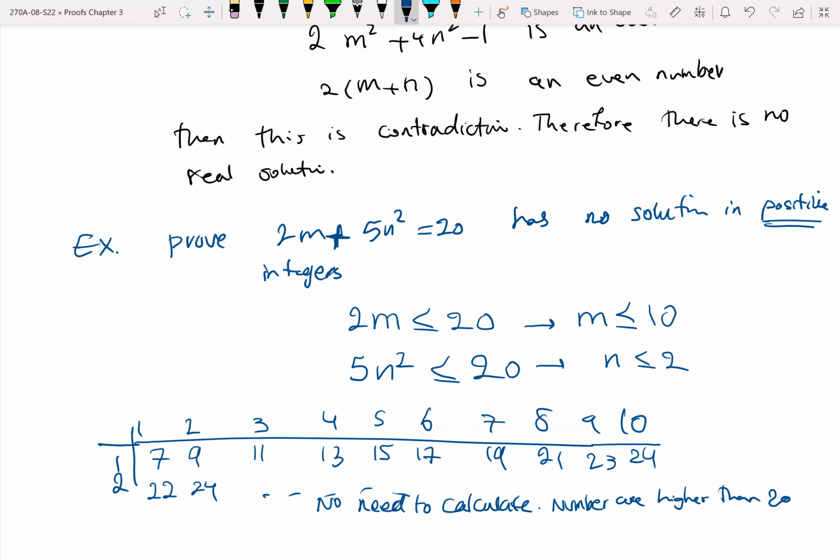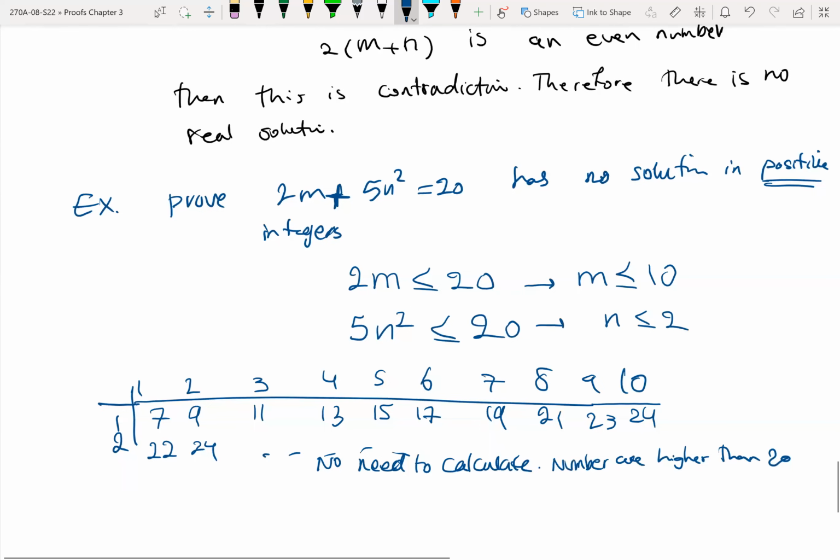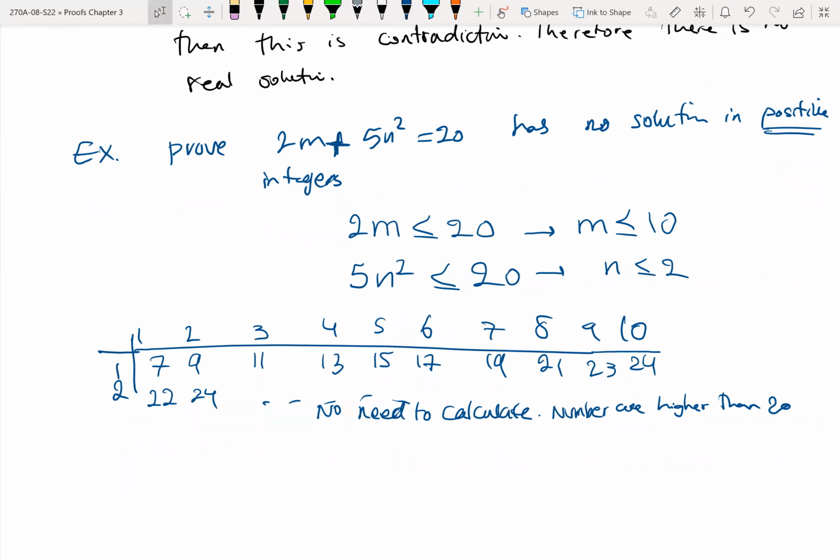So that's just proof by cases. Yes, there are some problems where we can just show the possibilities by cases. Any questions here? I'm going to leave one example for you and move to the quiz.